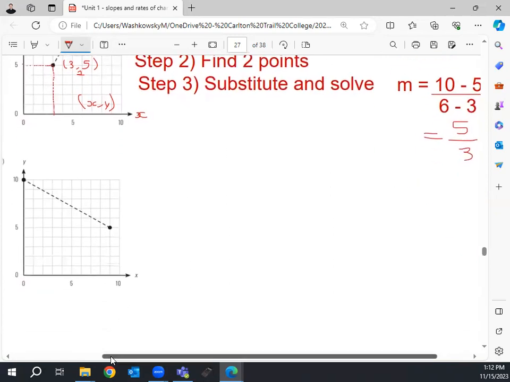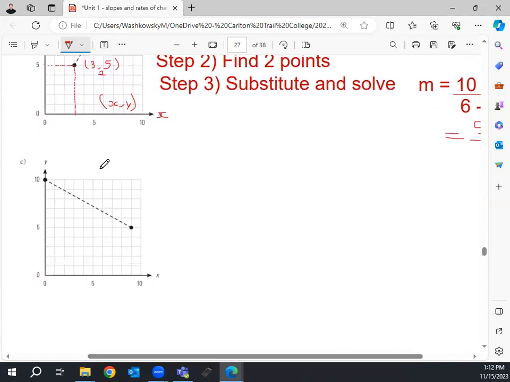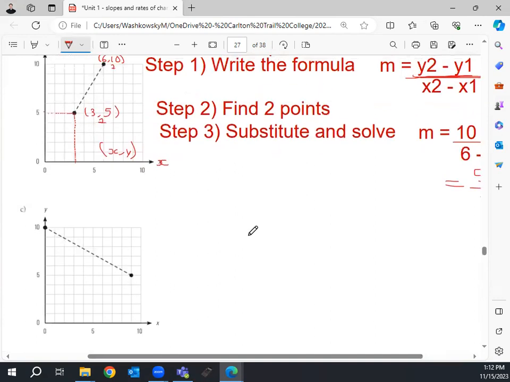So this final question here, what makes this different or more difficult? It's a negative slope. The line goes down as we go from left to right. So that's what's making this a little bit more difficult. So now we're throwing in negative numbers. We still solve it the same way, but everyone gets a little wonky when we get to negative numbers.